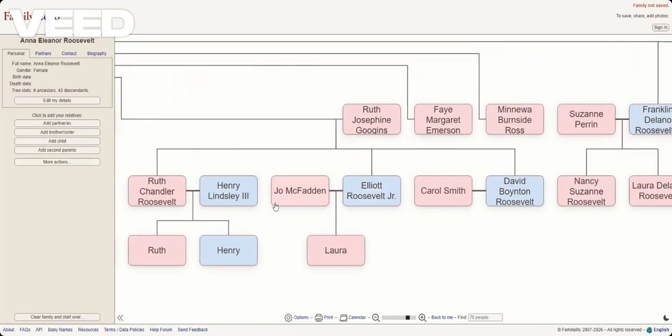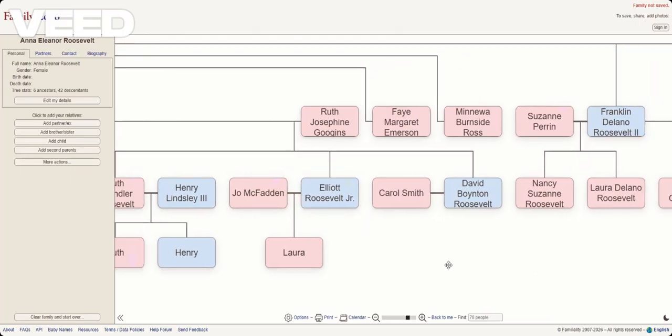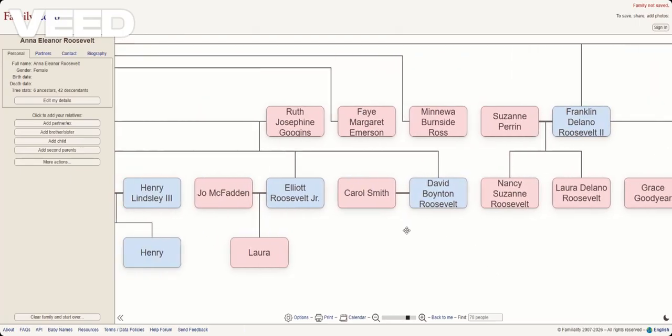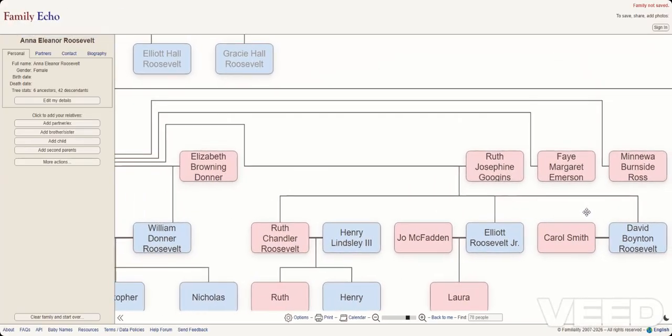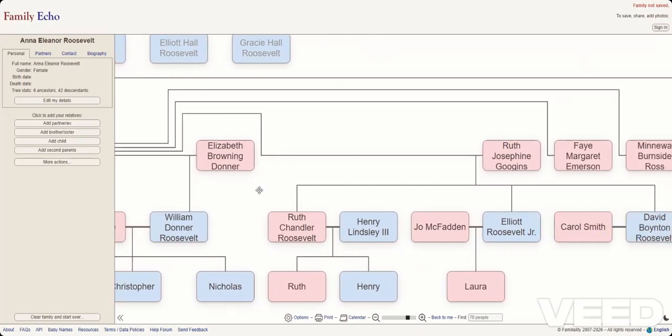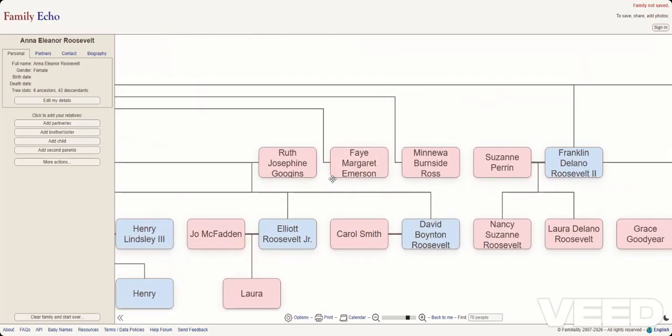Elliot Jr. married Joe McFadden. They had a daughter named Laura. David married Carol Smith, but they did not have children until Eleanor Roosevelt was dead. Unless maybe they couldn't, they didn't necessarily have children. So later, Elliot and Ruth divorced, and Elliot married Faye Margaret Emerson. They did not have children together.